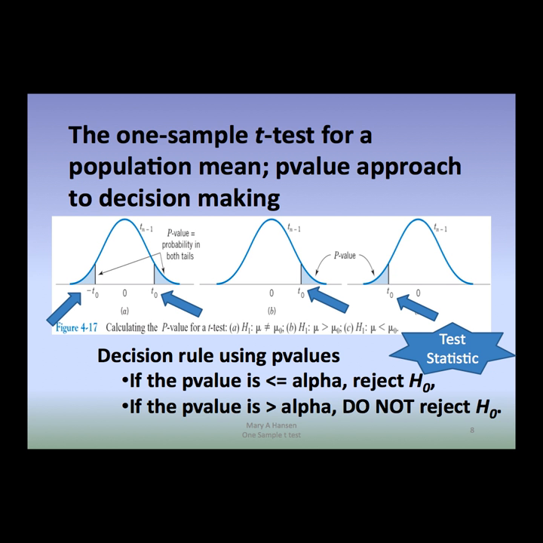When making decisions based on p-values, the decision rule is if the p-value is small, that is, if the p-value is less than or equal to alpha, we reject the null hypothesis. If the p-value is greater than alpha, we do not reject the null.